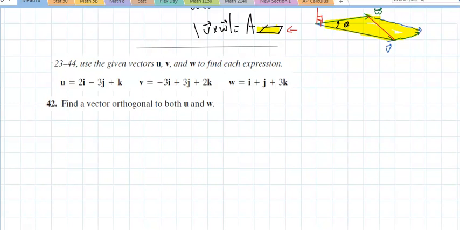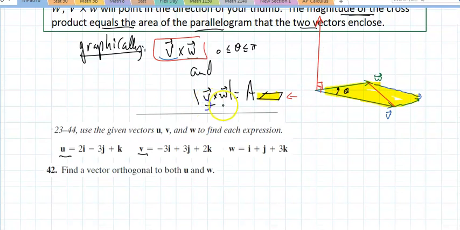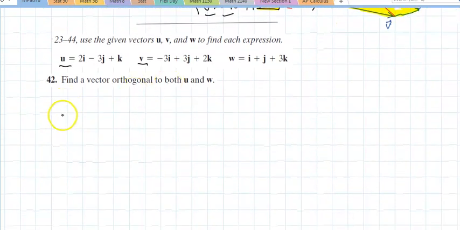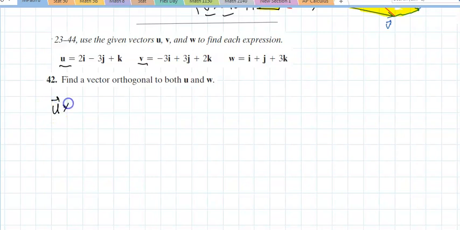On 42, they say, find a vector orthogonal to U and V. Here's U, and here's V. And what do we know? If we cross any two vectors, the cross product is perpendicular to both. So in this case, let's take U and cross it with W, not V. And that would be I, J, K. U is 2, negative 3, 1, and W is 1, 1, 3.